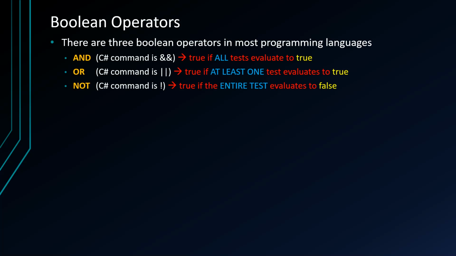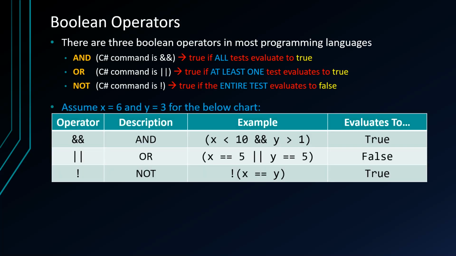Okay, let's break this down a little bit. Assume that we have 2 variables, x is 6 and y is 3. Now let's use these compound Boolean operators to create some statements. The first one we're going to look at is AND, double ampersand. Here's an example. If x is less than 10 and y is greater than 1, well, let's look at this. x is 6, so is 6 less than 10? Yes. And y is greater than 1. Well, y is 3. Is 3 greater than 1? Yeah, so both of those are true. So the result is true.